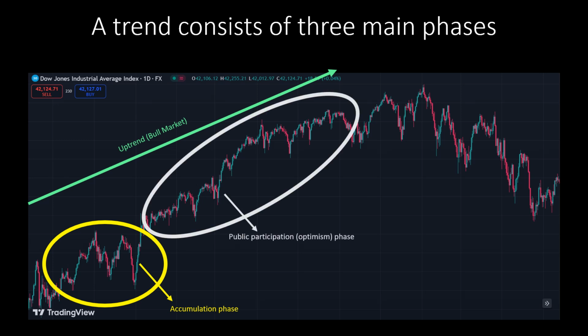The second one is the public participation phase. During this time, other retail investors start noticing that price has begun a bull run and buy the asset like crazy because everyone is so optimistic about it.